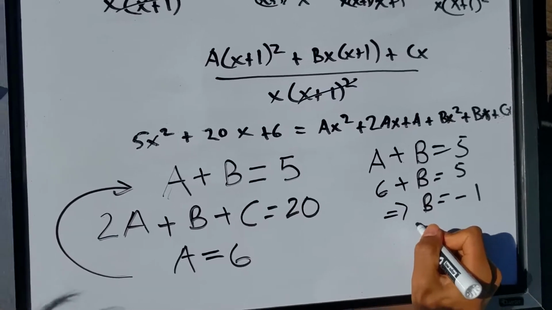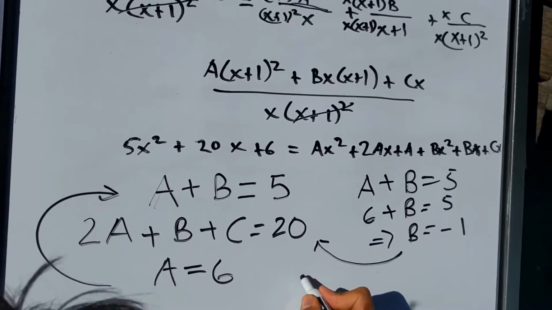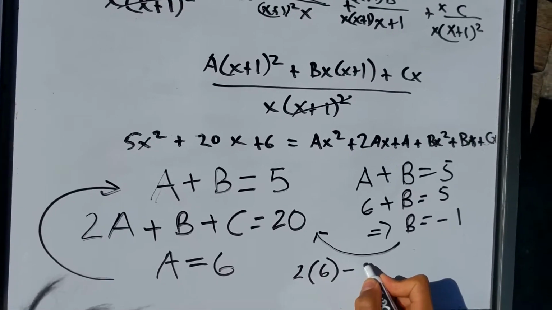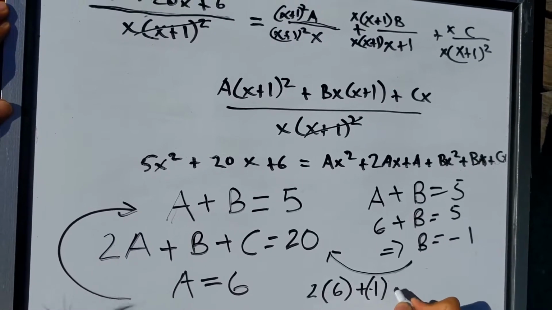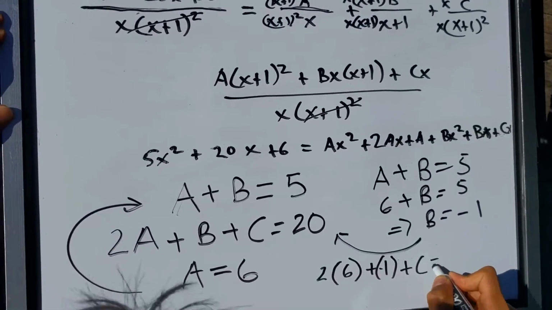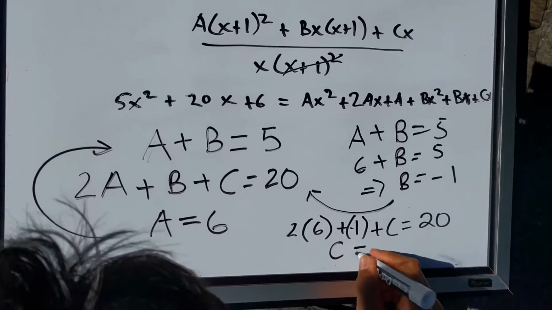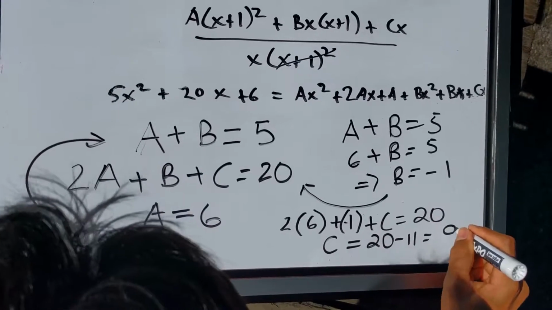Since we have the value of b, we can now substitute into the second equation, and we find that 2a minus b plus b plus c equals 20. So c will equal 20 minus 11, which equals 9.